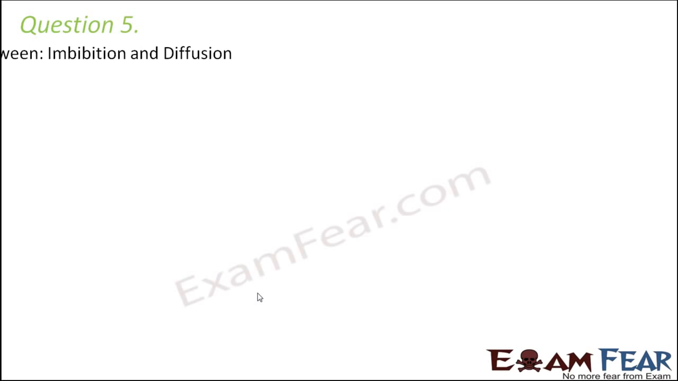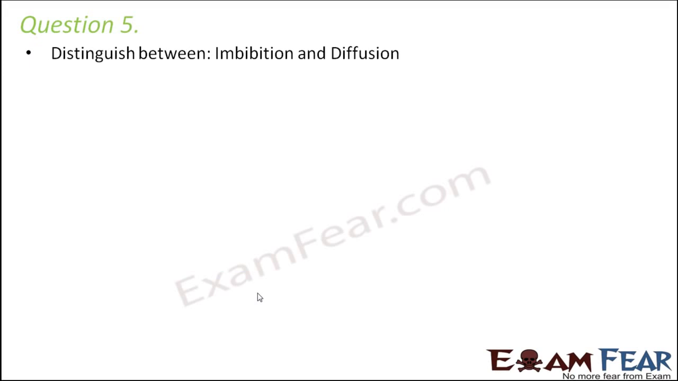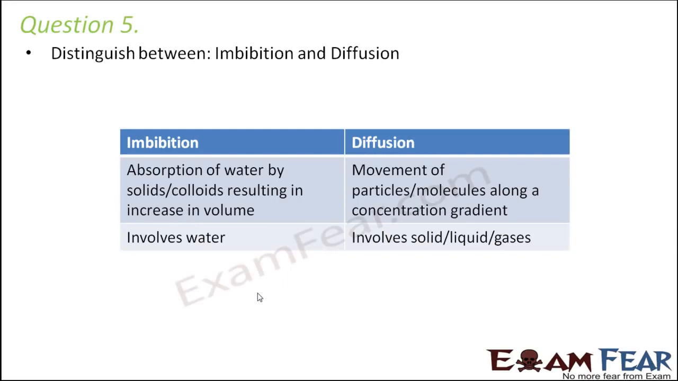Question number 5. Distinguish between imbibition and diffusion. So imbibition is again a special form of diffusion, but imbibition is more about absorbing water by a solid with pores, such that when the solid absorbs water, there is an increase in volume or a kind of swelling. For example, when you soak almonds in water, what happens?